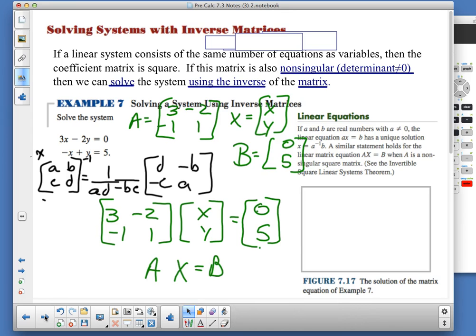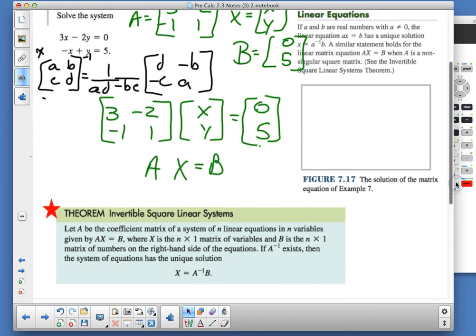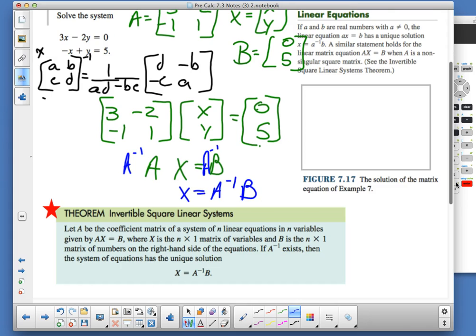If I wanted to solve for X, what would be my next step? Wouldn't I just divide by A? And that's where my inverse matrix comes in. So I'm going to take the inverse of matrix A and multiply it on both sides to find my value, where X is equal to the inverse of A times B. That's what we're going to do. Remember, the inverse of matrix A is 1 over A.